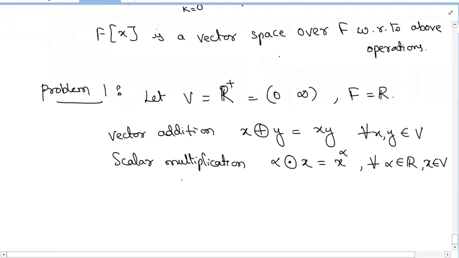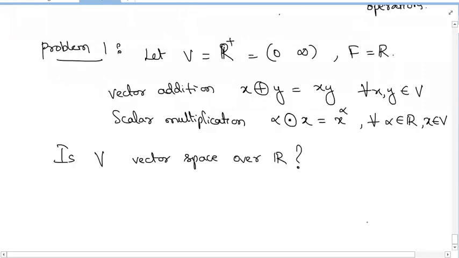So now can you check, is it a vector space? Is V a vector space over R with respect to the proposed operations, vector addition and scalar multiplication? Okay, first we will see vector addition. We need to check whether (V, ⊕) is an abelian group or not. It should be an abelian group, right?